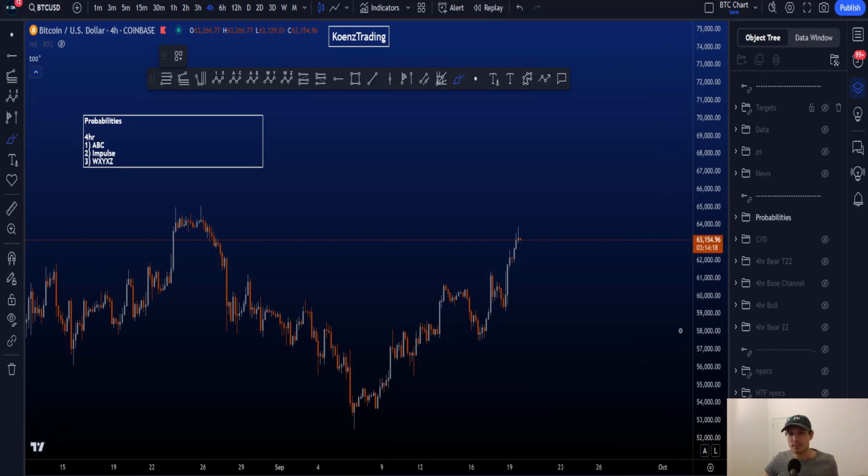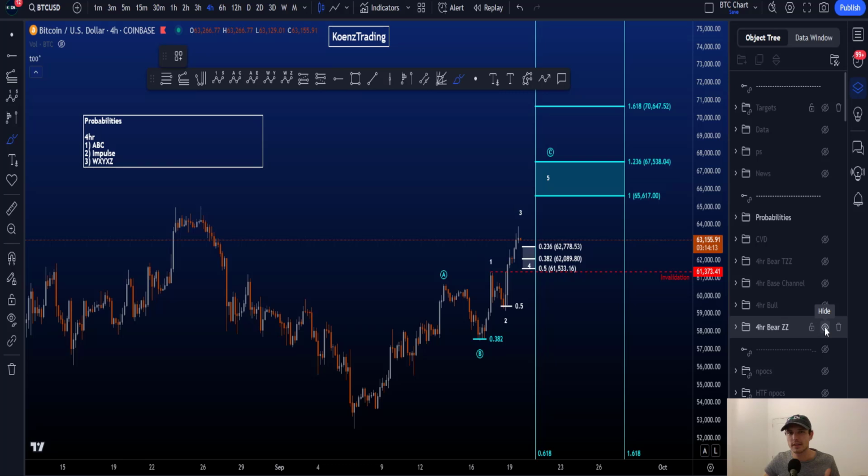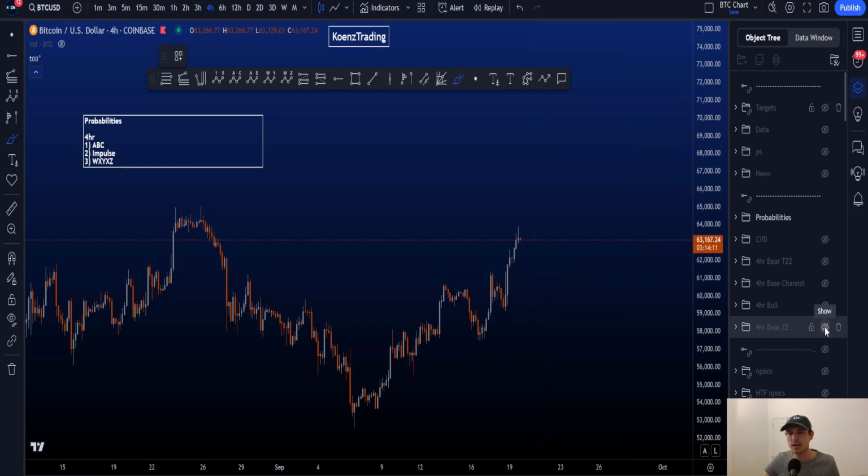And if we then look at the probabilities of the different scenarios, then on the number 1 spot, we currently have the ABC zigzag. To the upside on the number 2 spot, we have the impulse, and then on the final position we have the WXYXZ.